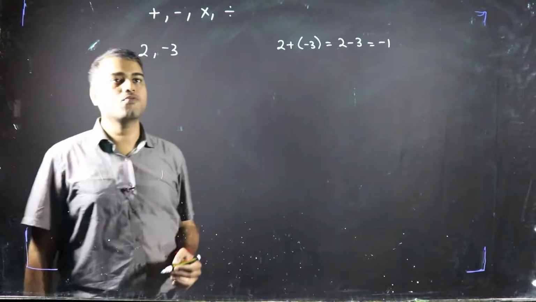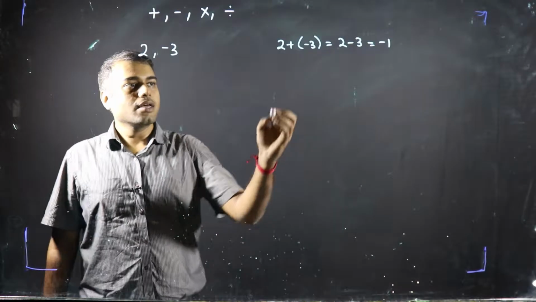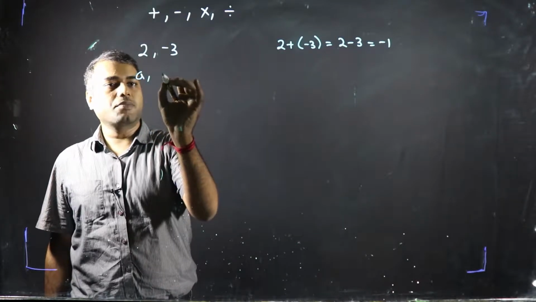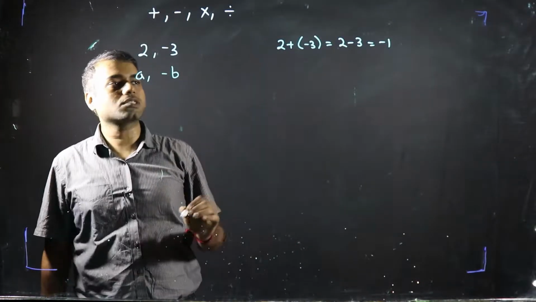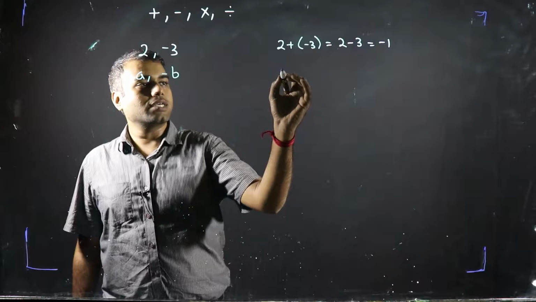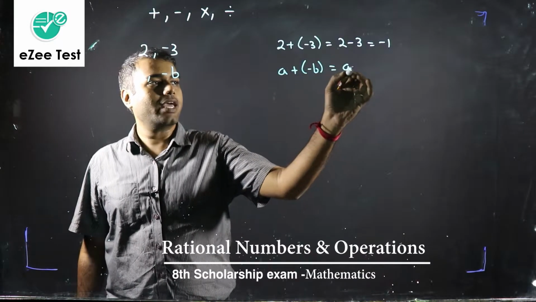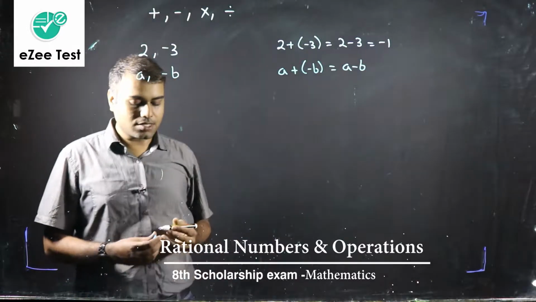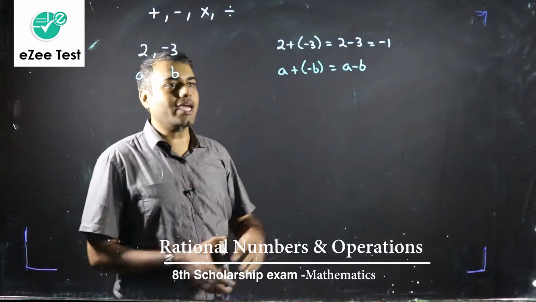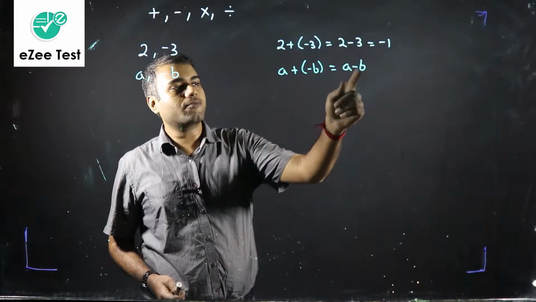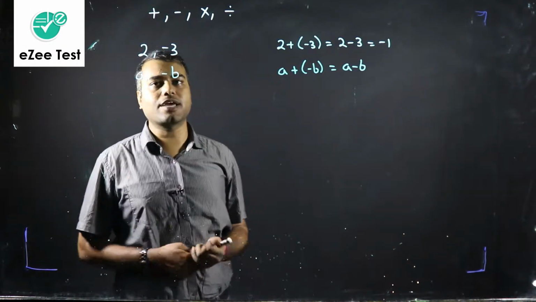It can be written like this: 2 plus minus 3, which means 2 minus 3, and the answer will be minus 1. Fine. So basically, let's take a number a, which is a positive number, and a number minus b, which is a negative number. So a plus minus b is always in the form of a minus b, which means we are doing addition of a positive number with a negative number. So it will come out in the form of a minus b.